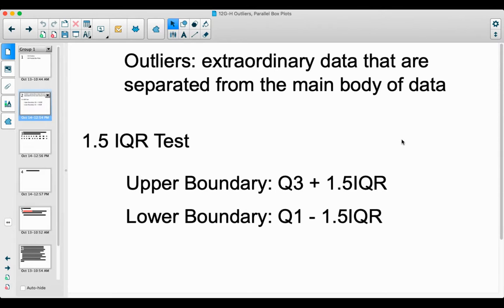and that helps determine whether or not you have an outlier. So sometimes they're really easy to tell, but other times they are not. And so we have to use this 1.5 IQR test to determine where our outliers are.